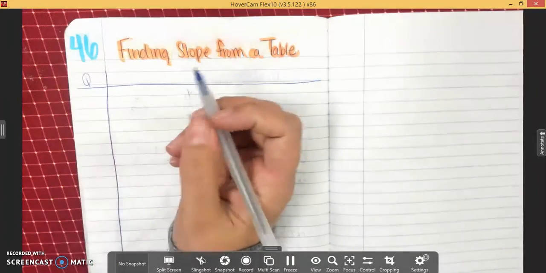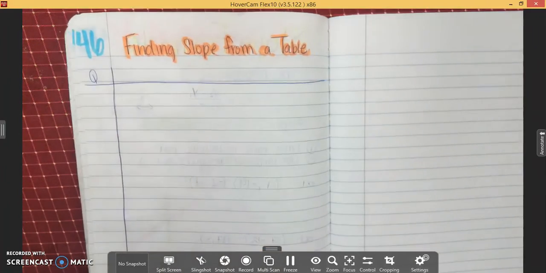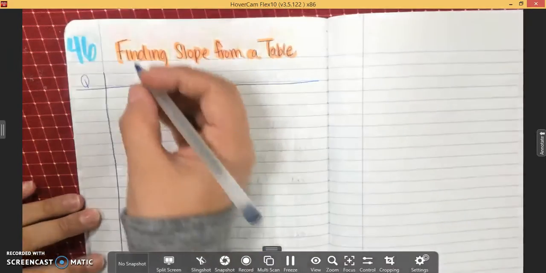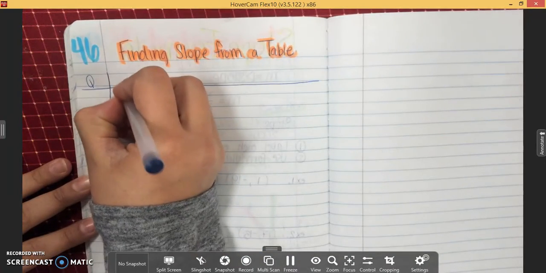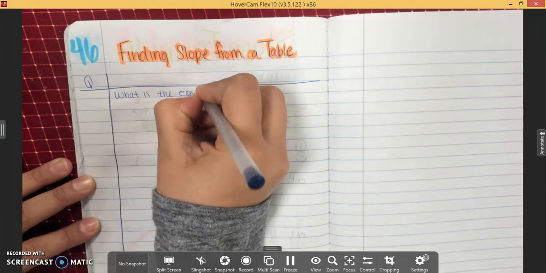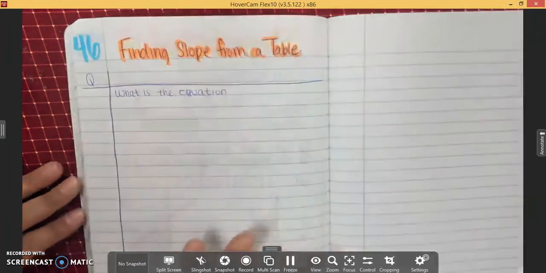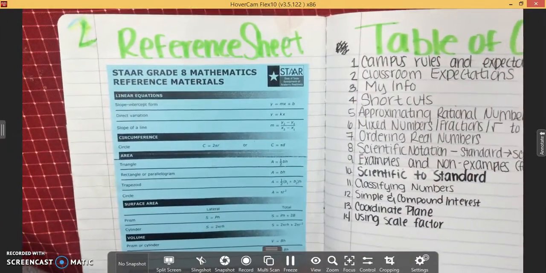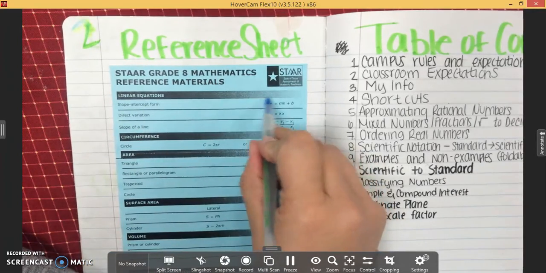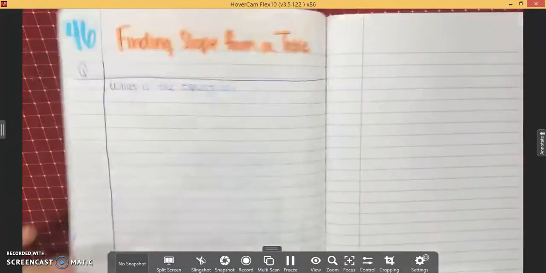We have learned how to find slope using graphs and using 2 points already on a line. Today we're going to use tables to find slope, and we're going to use the equation of a line to help us find it. So our first question is, what is the equation of a line? If you go to page 2 on your notes, you're going to see on your reference sheet here, slope-intercept form. This is your equation of a line, and it's called slope-intercept form.